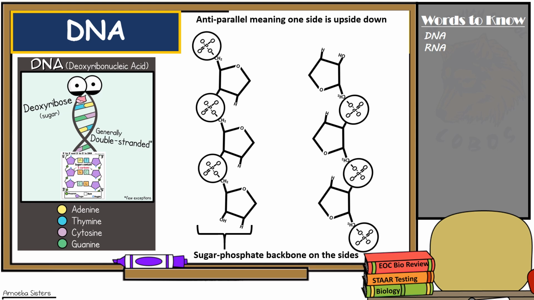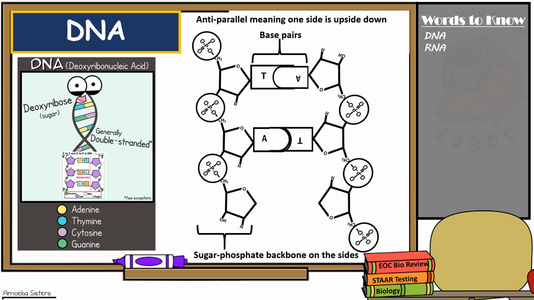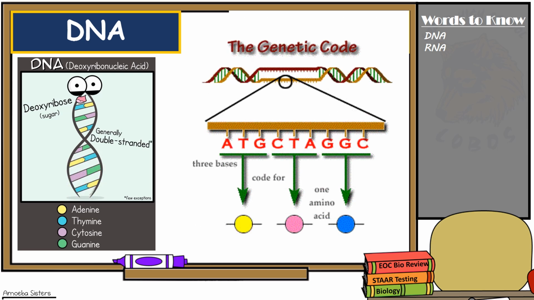Now, the 2 strands are then joined together by the 2 bases, which always pair in the same way, following the base pairing rule, where A always pairs with T, C always pairs with G, and these actually make up the steps of the ladder. Now, the sides and the steps are twisted to form this double helix. The sequence of bases is actually what provides the genetic code to be carried in the DNA molecule.